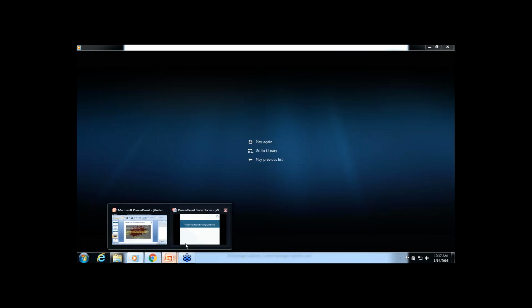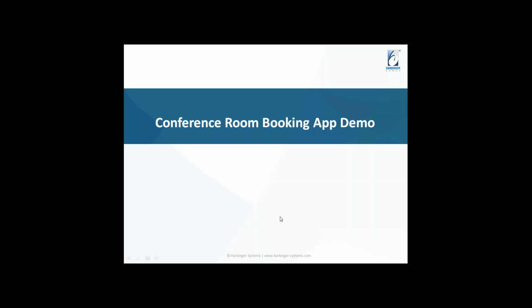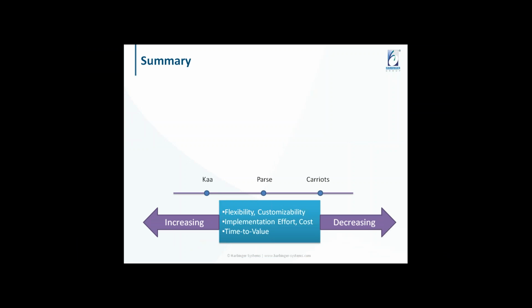So let's go to the presentation again. Let's summarize what we have seen till now. Here you can see the graphical representation where we have compared the 3 platforms we have seen based upon the flexibility, customizability, implementation efforts, cost, and time to value. So we have studied these factors earlier, and here is a quick snapshot that shows that Kaa supports most when it comes to flexibility and custom IoT workflow, while Carriots is more suited for usual use cases like IFTTT or monitoring some data of machinery on a continuous basis. Parse is somewhere in the middle compared to Kaa and Carriots.